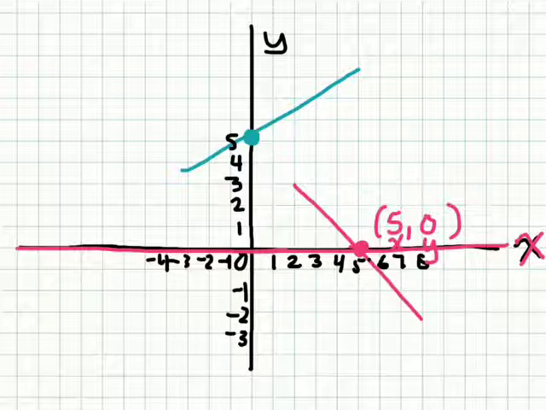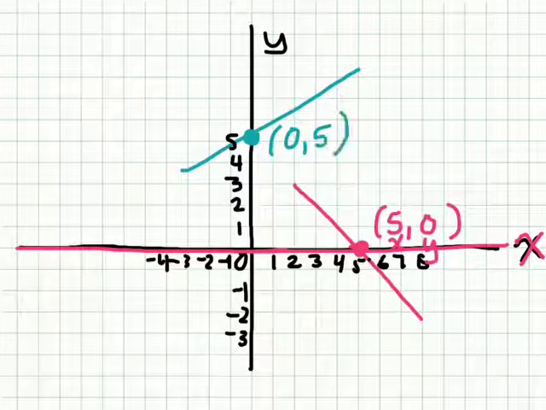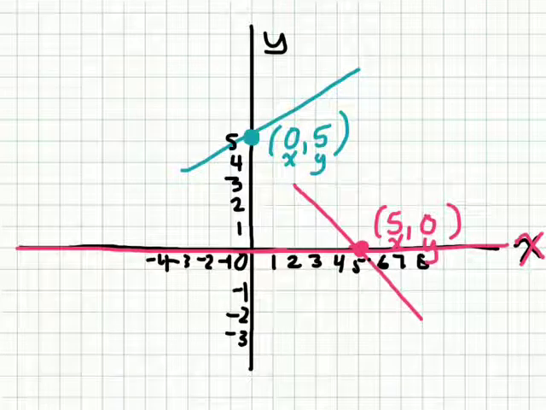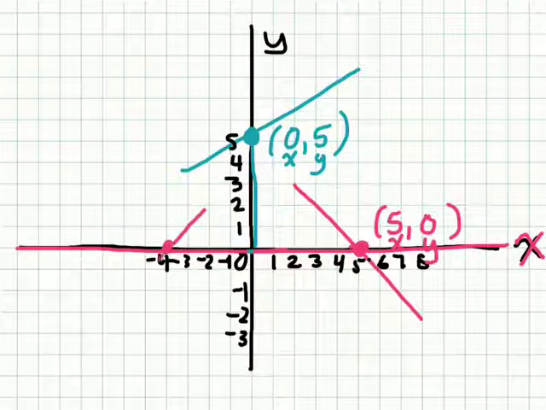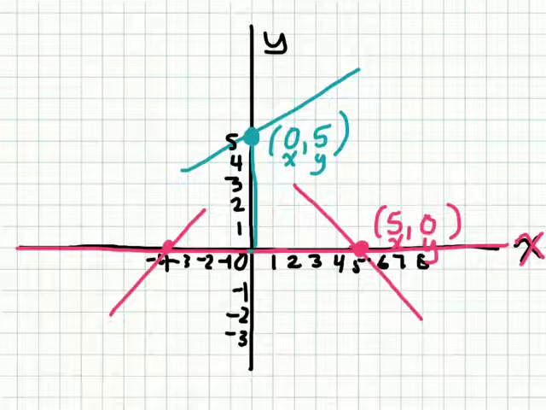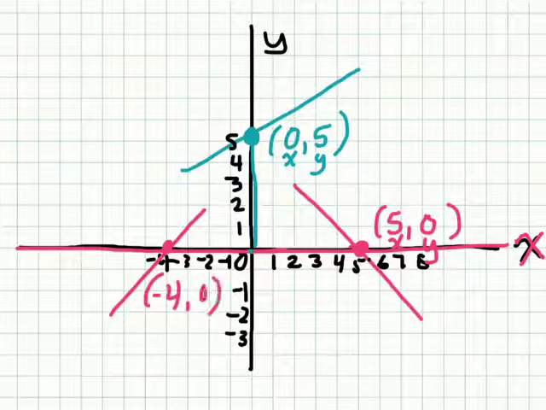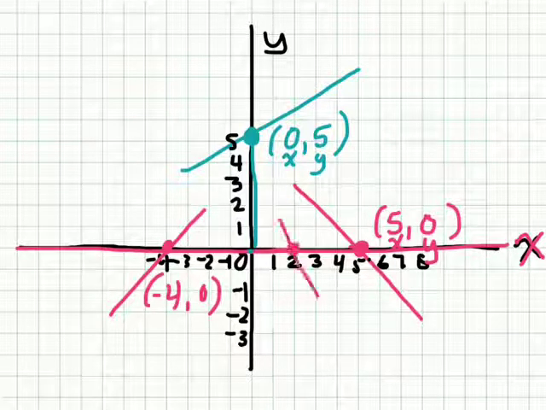Okay, and what about my y-intercept? What's the coordinate? Yep. 0, 5, good. Okay, so we know that we start at 0, and we go up until we hit 5. We move 5 spaces up. Okay, I'm going to draw another line. Can you give me the coordinate of the x-intercept on the line I just drew? Negative 4, 0. Good.